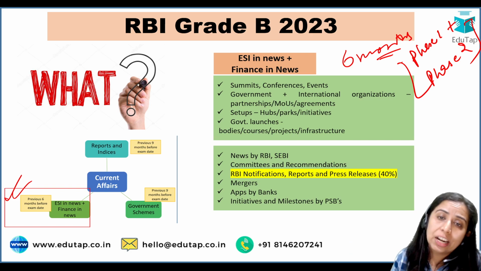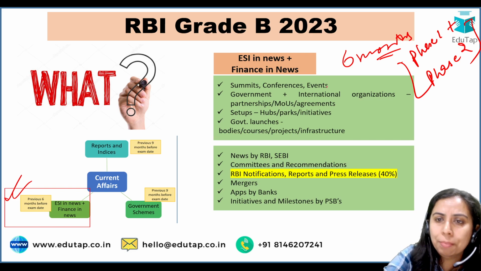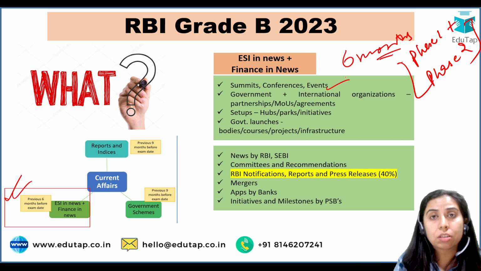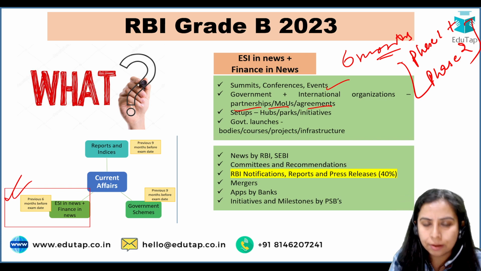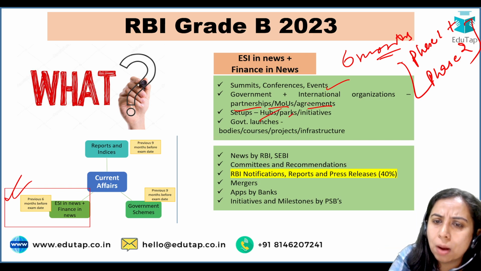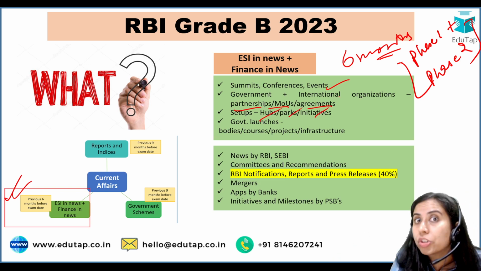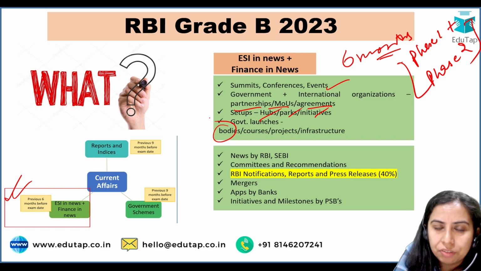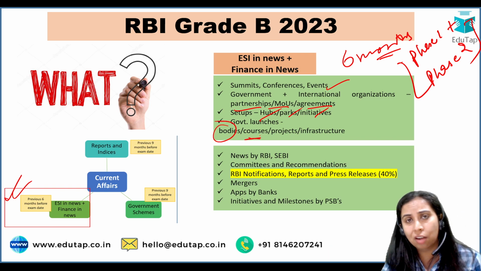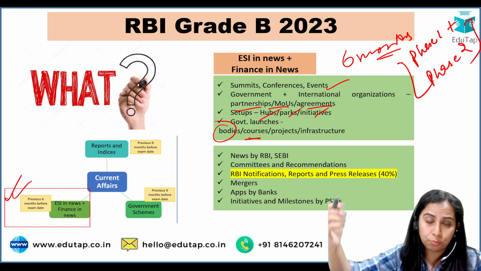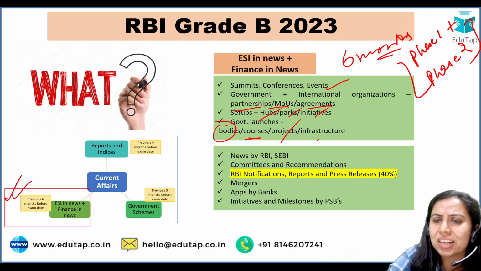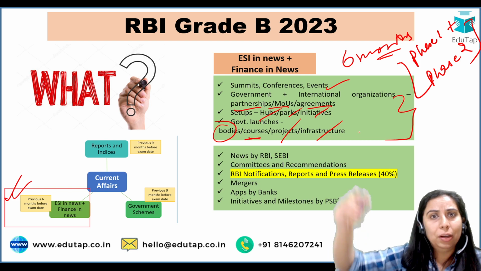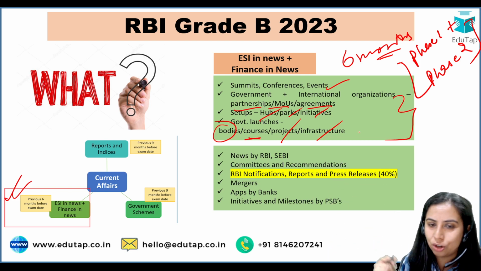All in all, the things that you have to cover are summits, conferences, events by the government, the partnerships with international organizations, MOUs, agreements, then the setups like hubs, parks, initiatives, or the launches by the government. जैसे कि body, if they have any launch new, any course government launches, sometimes they launch some certification projects, that's a big one by the government. So you have to cover projects, infrastructure, as in कहीं पे कुछ नया infrastructure बनाया है, that you have to cover.